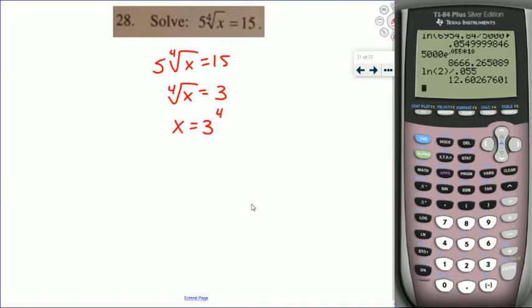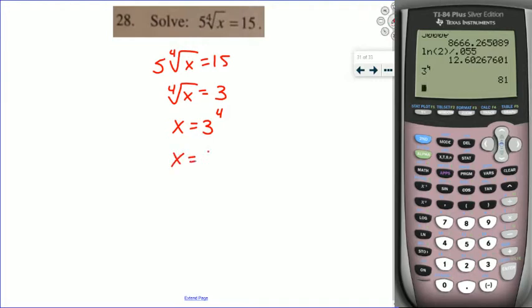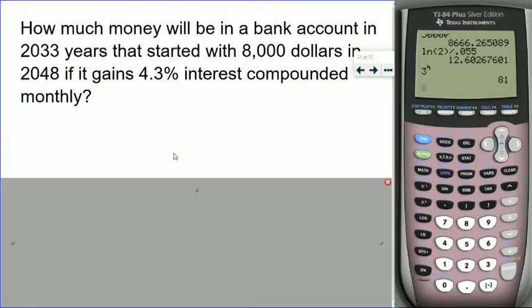So 3 to the 4th power is 3, caret, 4, enter. 3 to the 4th power is 81. So x equals 81. And then again, go ahead and hammer that back into your equation, make sure it works, so that way you can verify that you are correct.